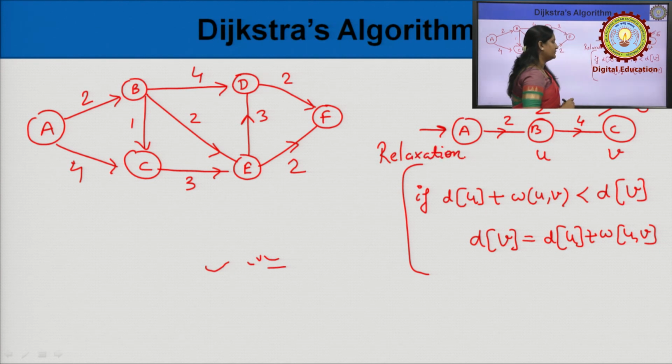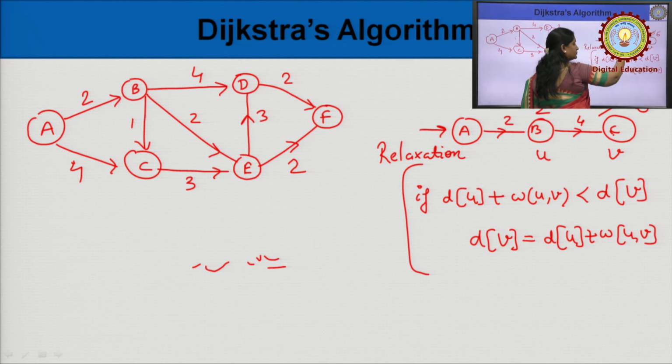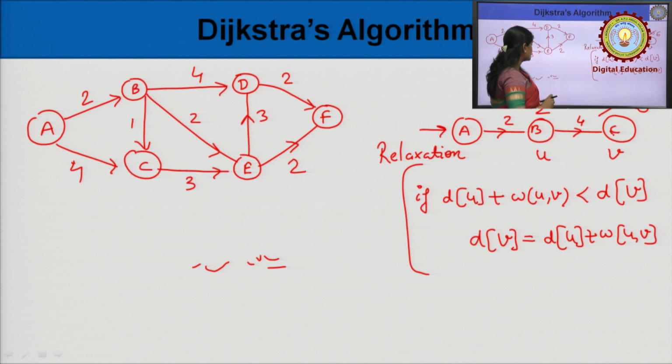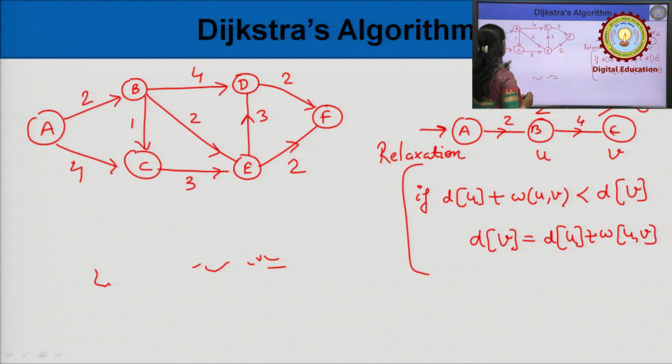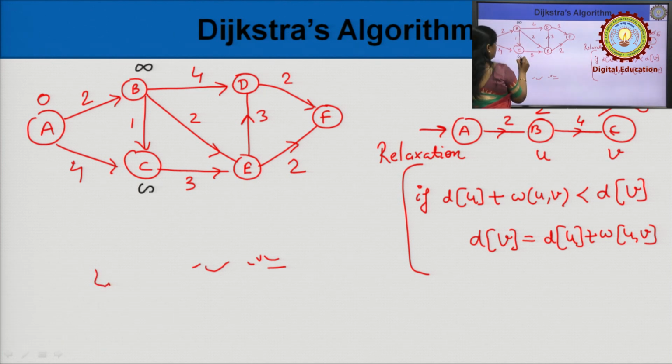Relaxation of the vertices: if the distance of U plus the cost of the edge is less than the distance of vertex V, then replace the distance of vertex V by the distance of U plus the cost. The same approach is followed in this example. The source vertex is 0, the distance of the source vertex is always 0 and all other vertices are infinity.